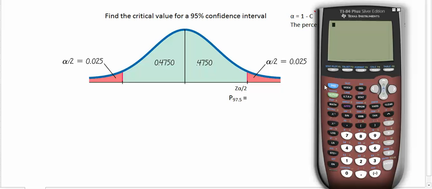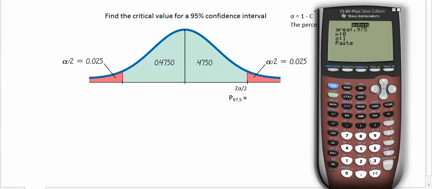Well, the way we do that is we use the inverse normal function. Hit second, go to vars to distribution. You can arrow down to number 3 and hit enter, or you can type the number 3. It's your choice. It brings up inverse normal. The area I want is entered as a decimal, 0.975. Now, the mean and standard deviation are defaulted at 0 and 1. If you've been doing other problems, you might have different numbers in there. So make sure you put 0 and 1 on these particular problems, because the critical value is the value in the standard normal, which has a mean of 0 and a standard deviation of 1.